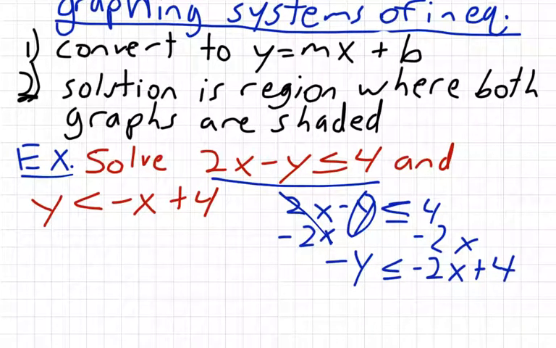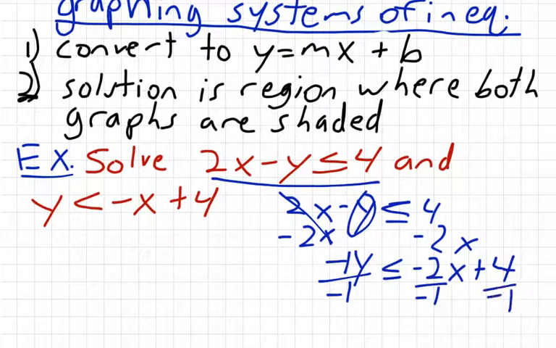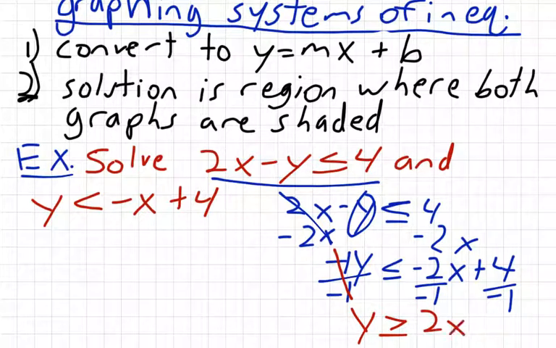And I don't like that negative in front of the y, and I know that's a negative 1y. So I'm going to divide negative 1 into everything. And recall from a previous unit when we solved inequalities, if we multiply or divide by a negative number on both sides, then we need to reverse the inequality. So that would be y is greater than or equal to negative divided by negative is a positive 2x. 4 divided by negative 1 is minus 4. So that becomes y is greater than or equal to 2x minus 4.